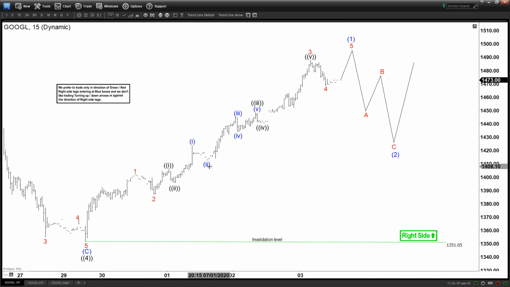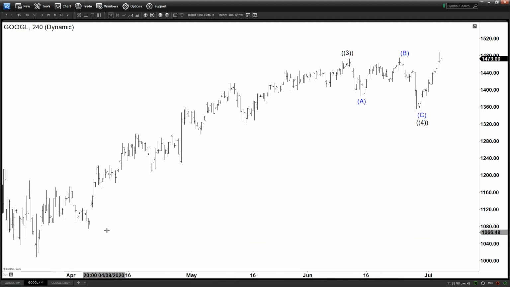Now let's zoom out and take a look at all the various possibilities. I will first of all zoom out to the 4-hour chart. Now this is without all the labels.